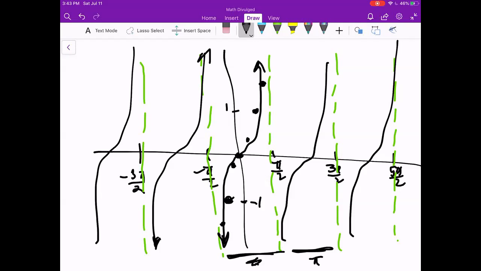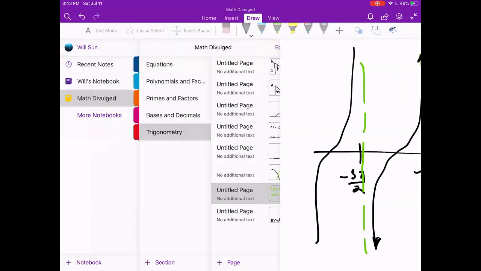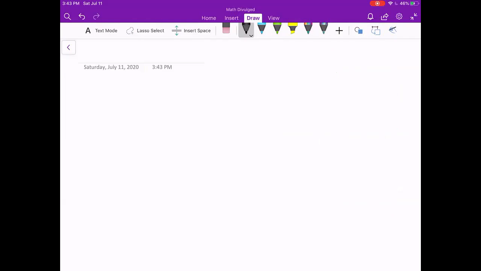Okay, now let's talk about the formulas involving secant and tangent and cotangent that I talked about earlier.